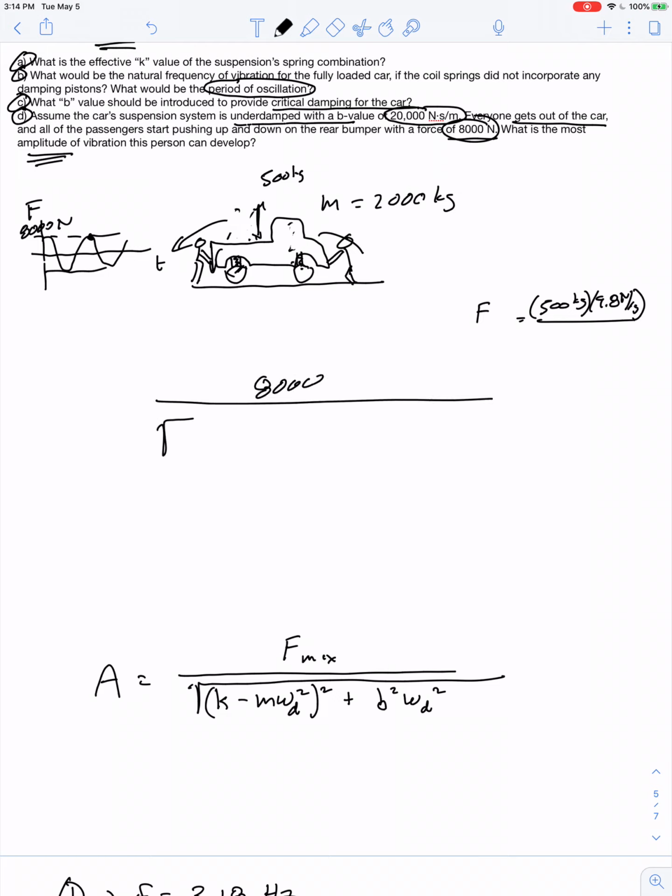8,000 divided by the square root of 122,500 minus, now that the passengers are out of the car, the mass is just the car, so it's 2,000, not 2,500. Driving frequency wasn't given here, right? So what's the maximum? Well, the most amplitude of vibration would be if the driving frequency is equal to the natural frequency.